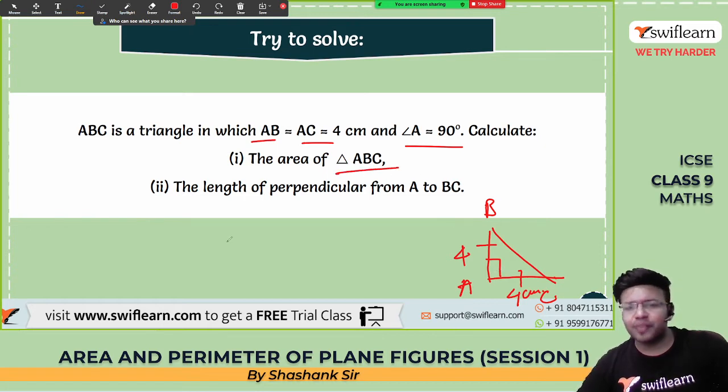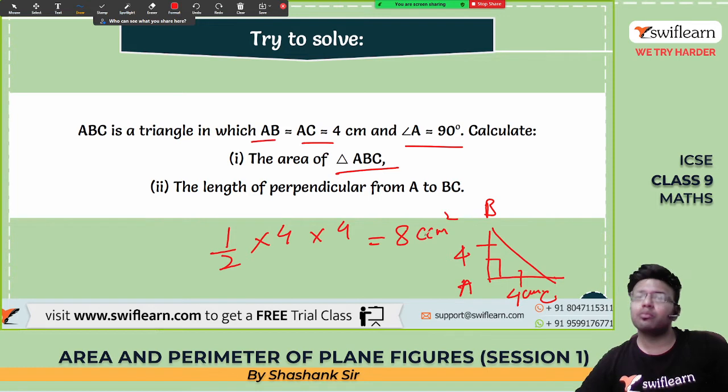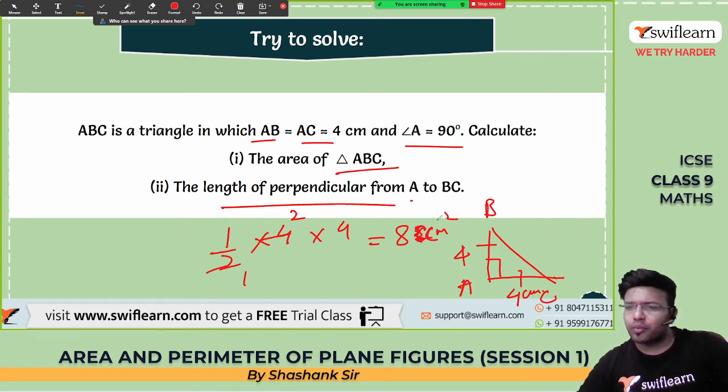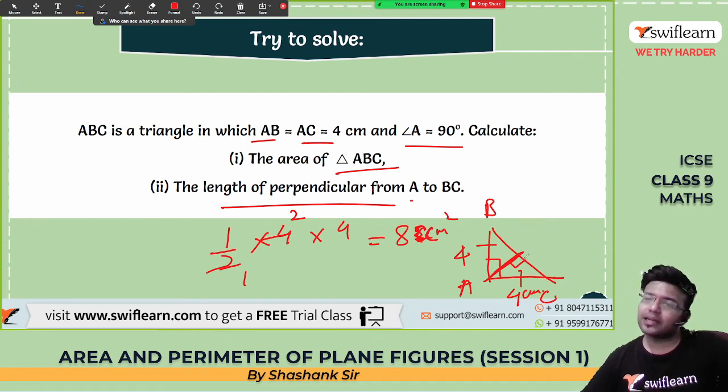Area of the triangle is half base into height. Half, base length is 4 centimeter, height is 4 centimeter. 2 ones are 2, 2 fours are 8. Okay, 8 square centimeter. The length of the perpendicular from A to BC. Okay, find the length of the perpendicular from A to BC. Okay, since this is an isosceles triangle, the perpendicular will bisect the side into two equal halves.